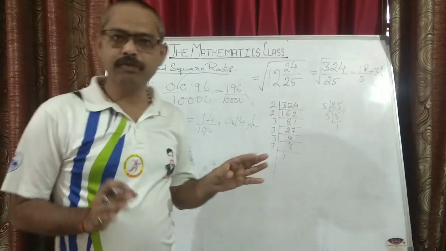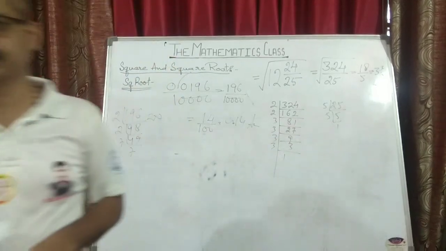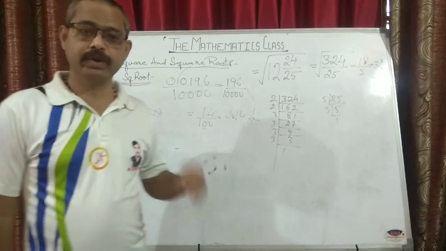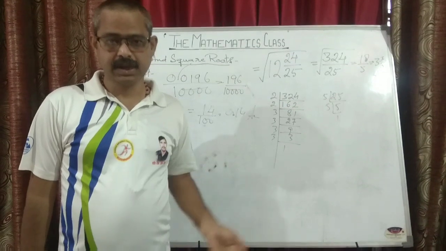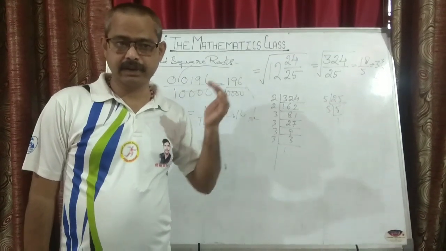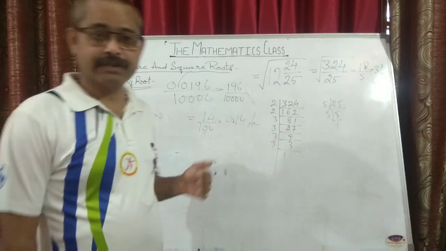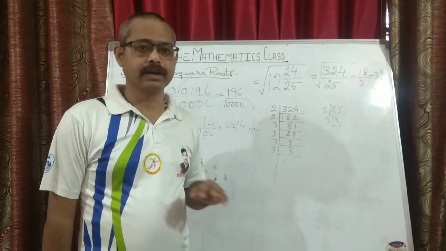So that is all for today. We'll continue with the next class. So this was only one part, how to find the square root by the prime factorization method. The rest, the division method and the square root of decimals, is still left. That will be coming in the next part and that will be the concluding part.